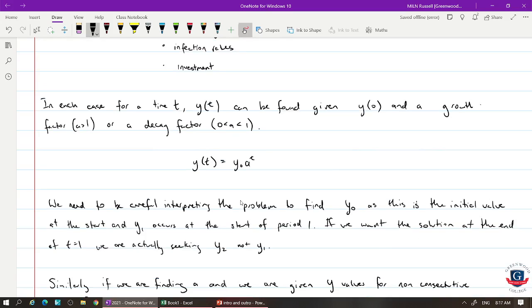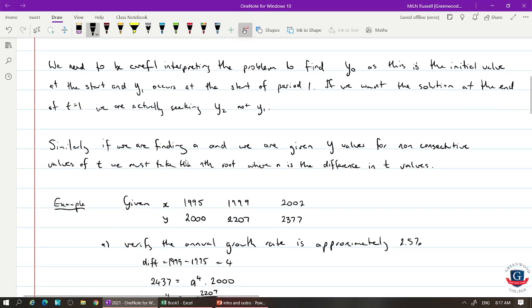And here we hit our first little hurdle, in that we need to be careful when we interpret y0. Because y0 has to be the initial value at the start of the 0th year. And y1 occurs at the start of the next year. So if we want the solution at the end of t1, we're actually seeking y2, not y1.